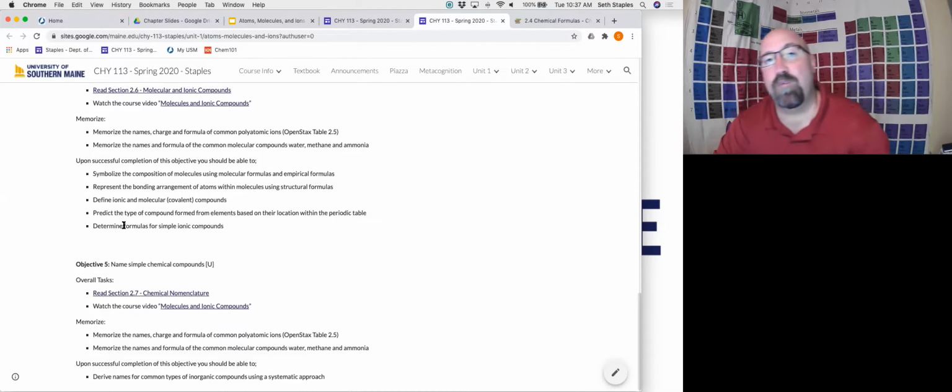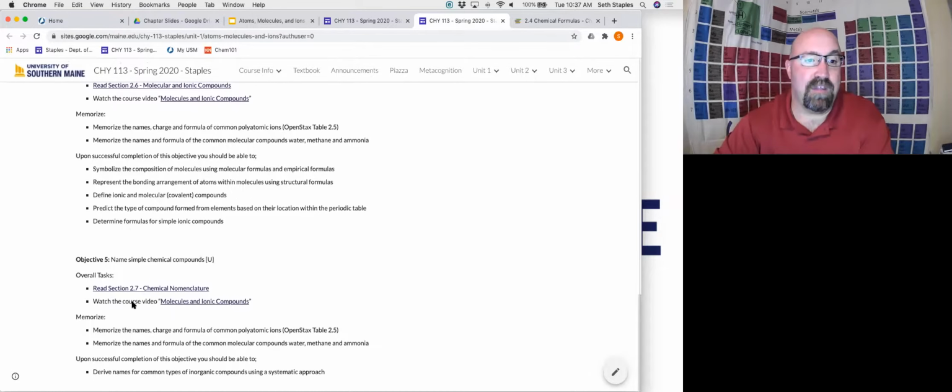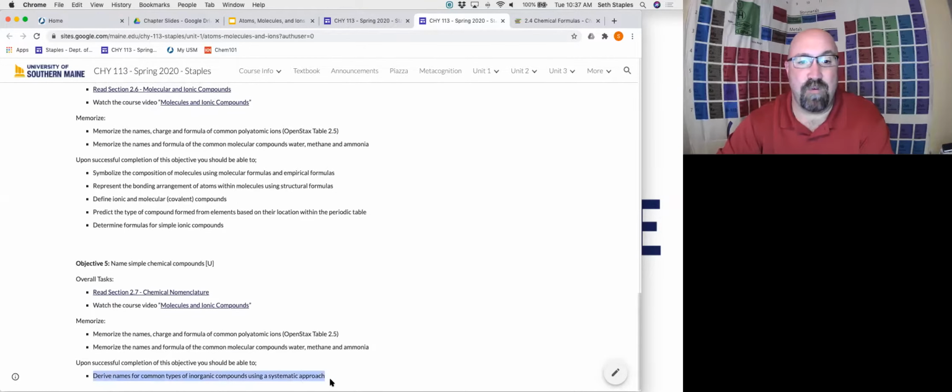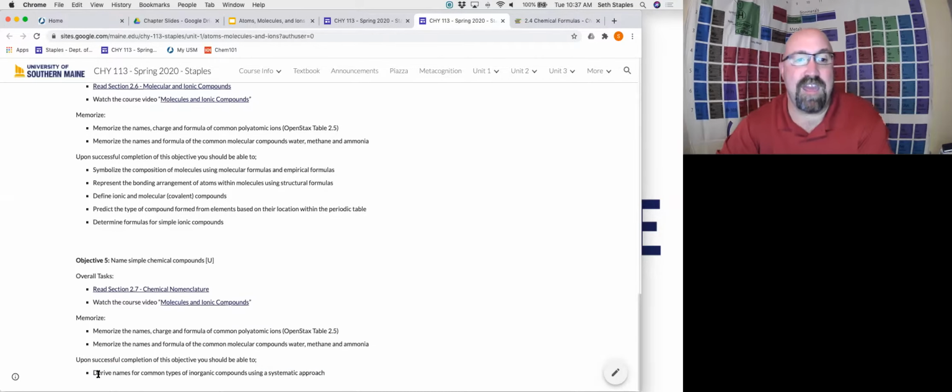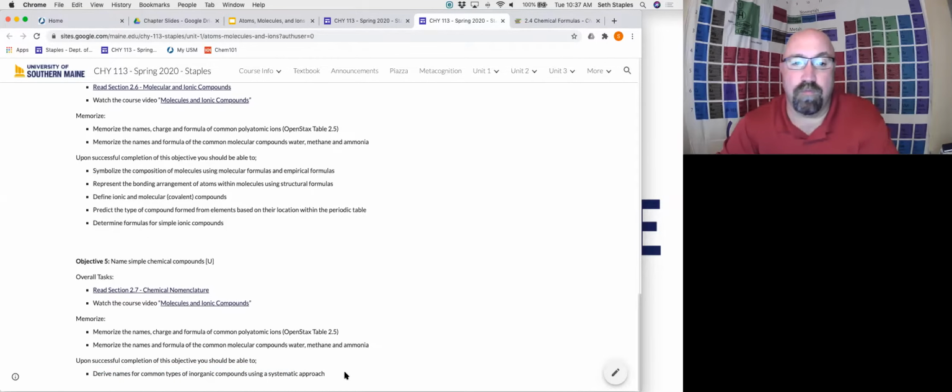If you can do those things, if you read through that and you say, yeah, I'm really confident I can determine a formula for a simple ionic compound, then that's something that you would not want to focus on in your study. However, as you see down in objective 5, if you start to prepare for the exam and you realize that, geez, I really have trouble naming compounds, I have trouble deriving names for some of these compounds using the approach, then those are the areas that you want to go back and focus on.